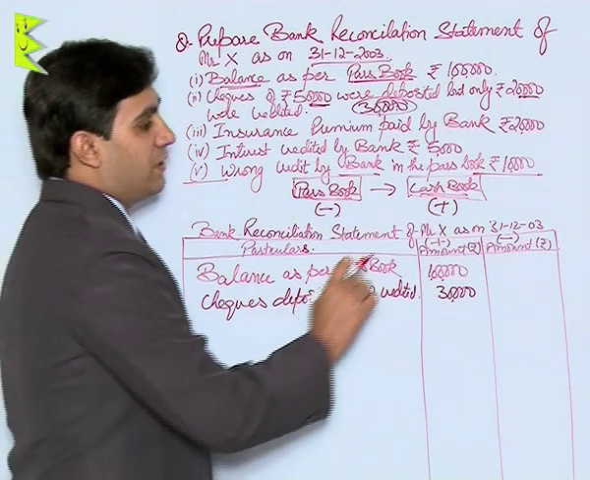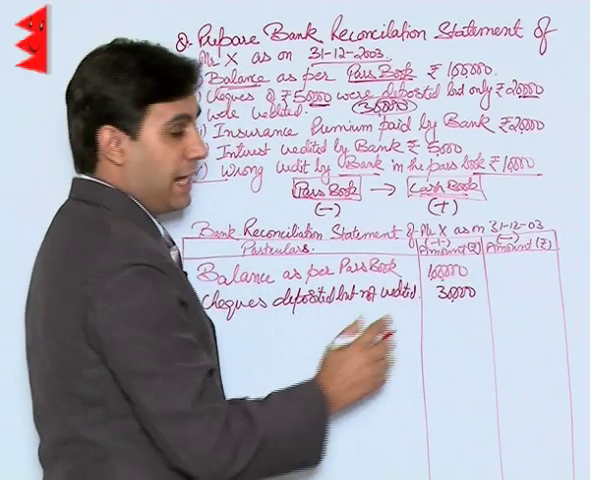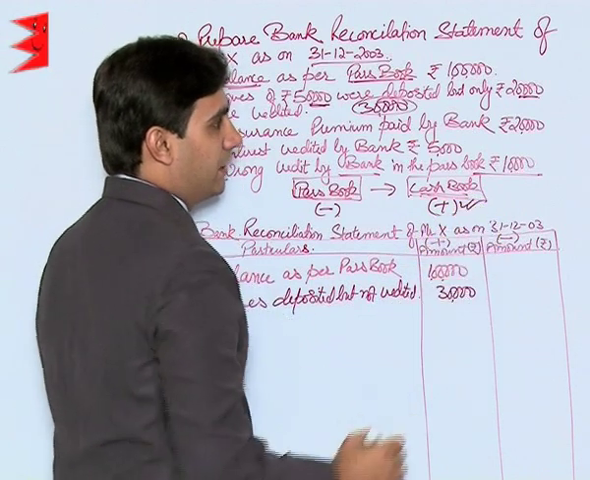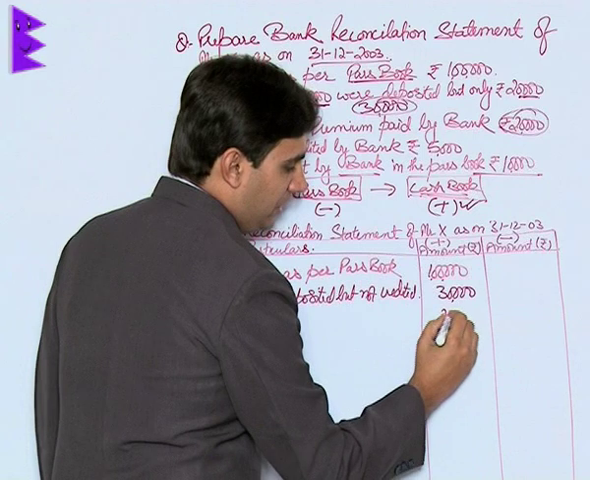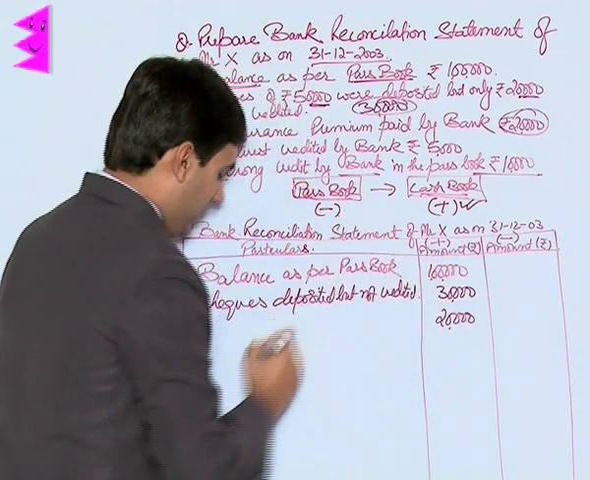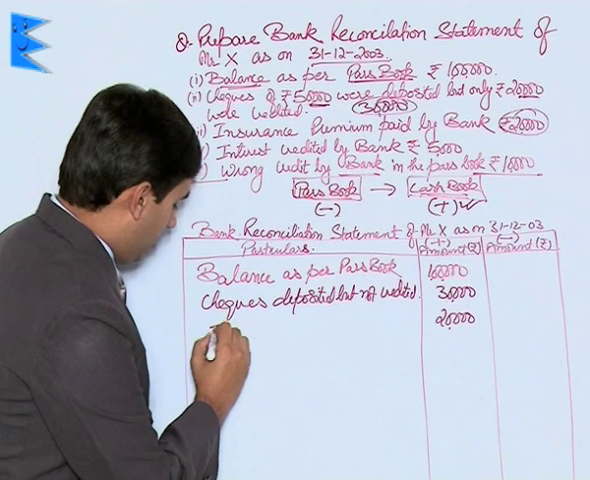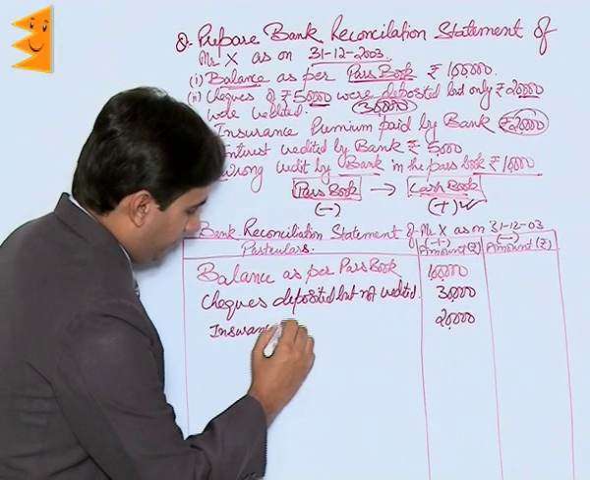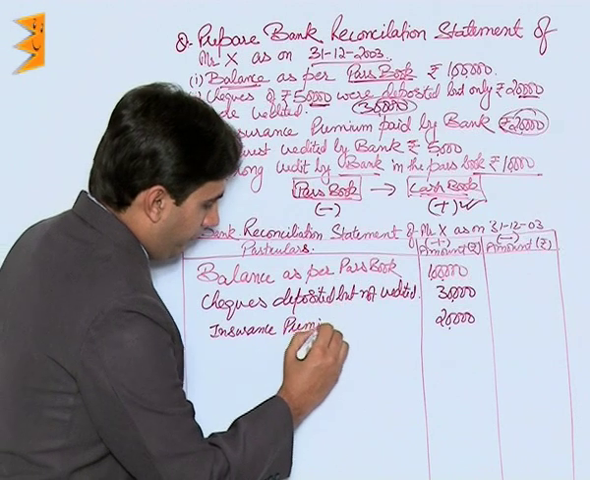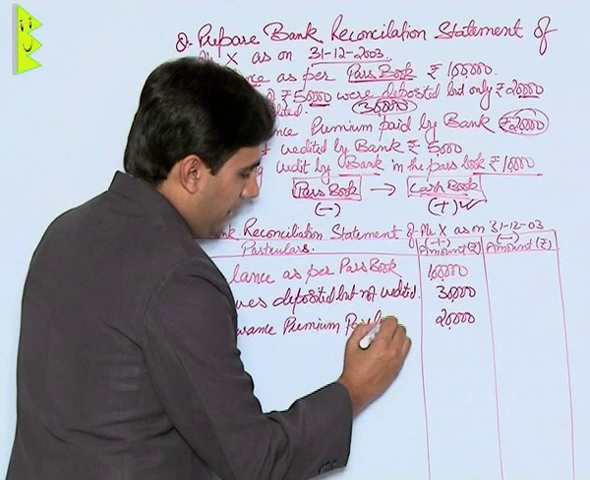Now since we are required to find the balance as per cash book and there is a positive sign here, this amount of rupees 20,000 will appear in the positive column of the rectification table. It will be written as insurance premium paid by bank.